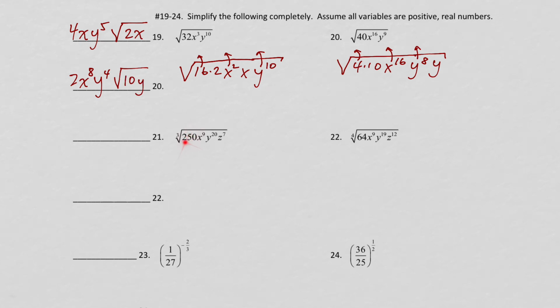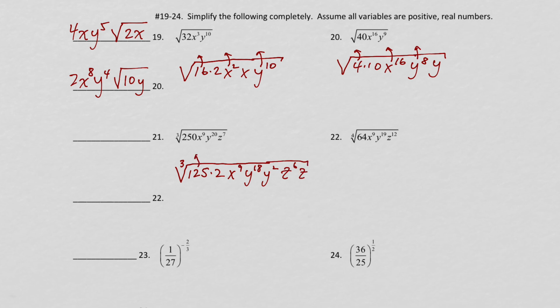You can use a factor tree to break this down, but if you realize that 125, which is a perfect cube, can go into this, I'm going to stop right there. So this is going to be the cube root of 125 times 2, that's 250. X to the 9 is good the way it is. Y to the 20 is 18 plus 2. And z to the 7 is 6 plus 1.